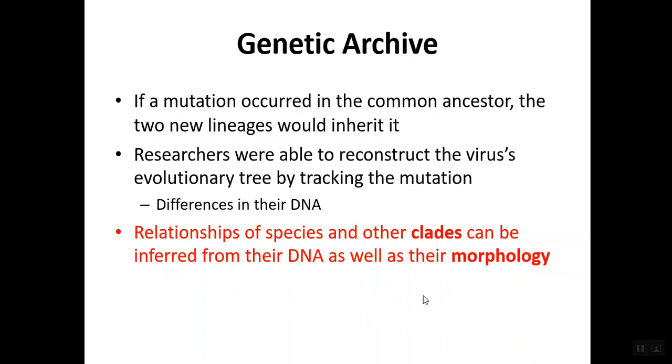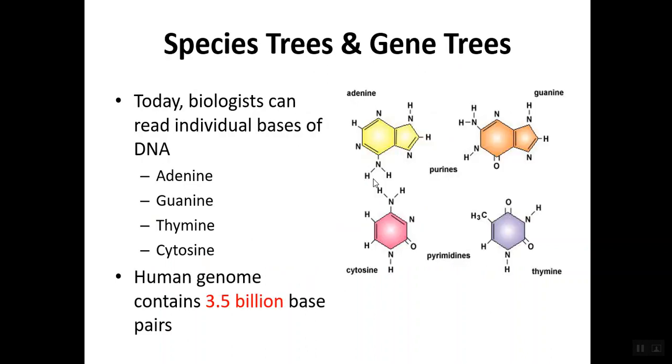is that relationships of species and other clade groups can be inferred from their DNA as well as their morphology. So nowadays we know that we can rely on molecular analysis, differences and mutations in order to understand phylogeny, not just morphology as we have done historically. But we have talked about this concept already at the very beginning. We are recalling it and talking about it in a little more detail.